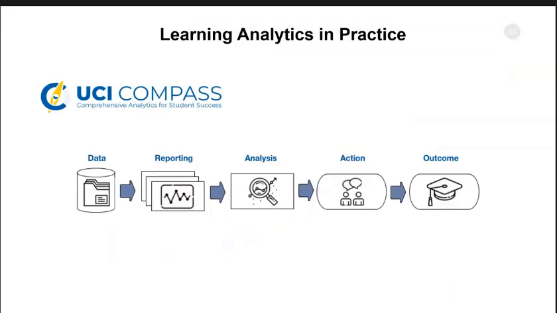And one example of learning analytics in practice is the University of California's Compass, which is used by educators and counselors in order to support the students in increasing their learning performance. For example, this is the data extracted from the database or from the learning management system. These learning analytics tools provide reports. It will analyze that report in order to predict the actions and provide how this will happen in order to achieve the desired outcome.